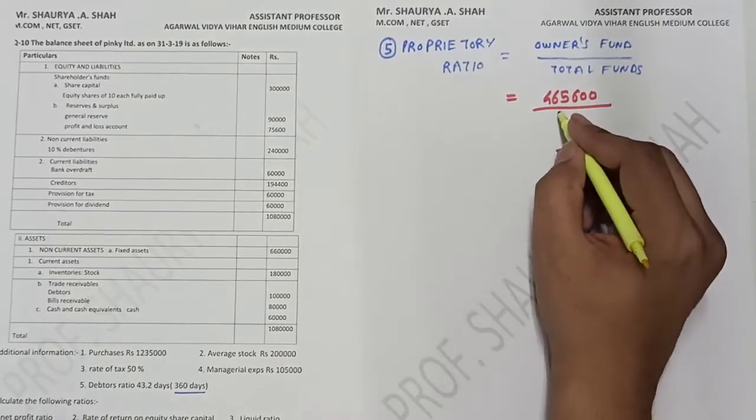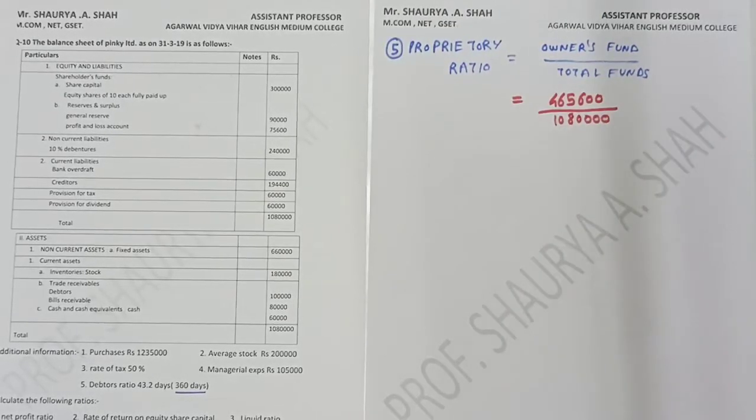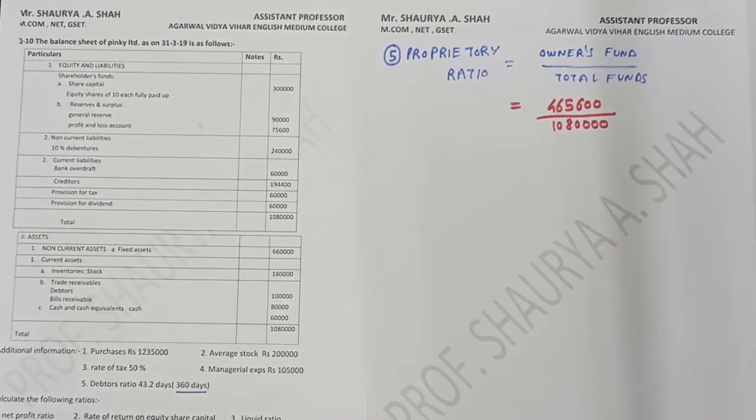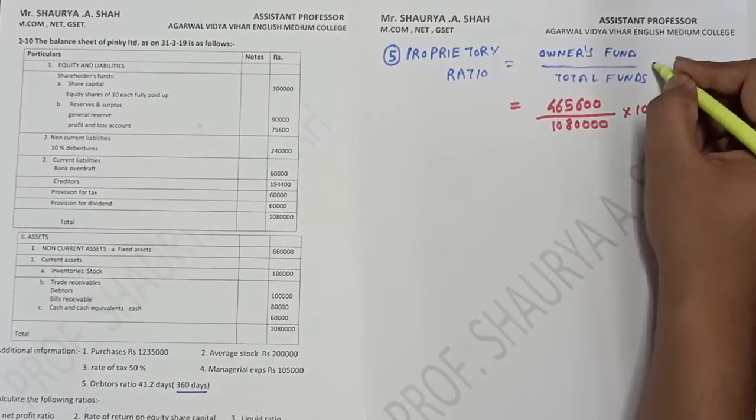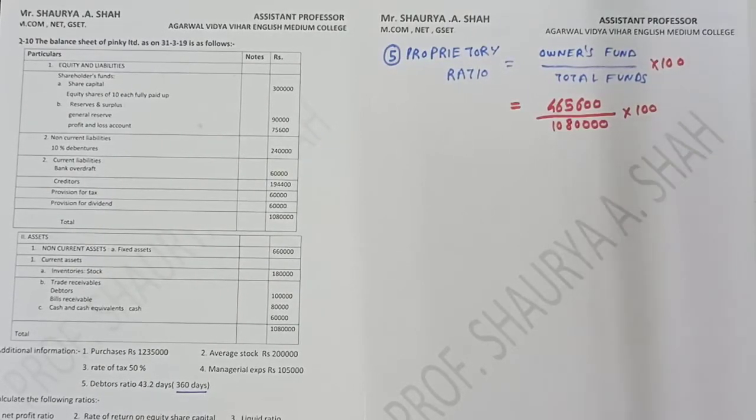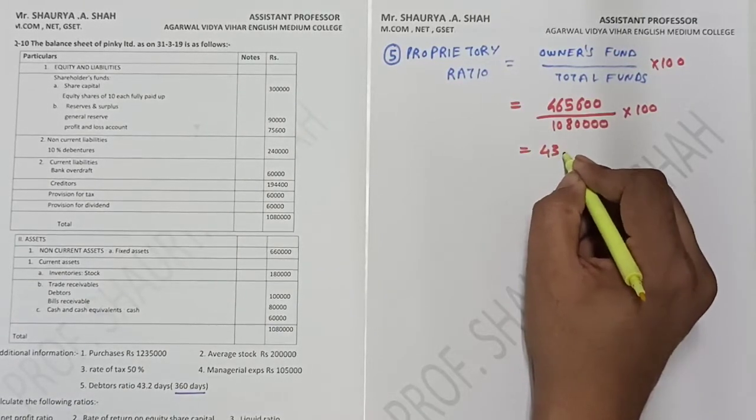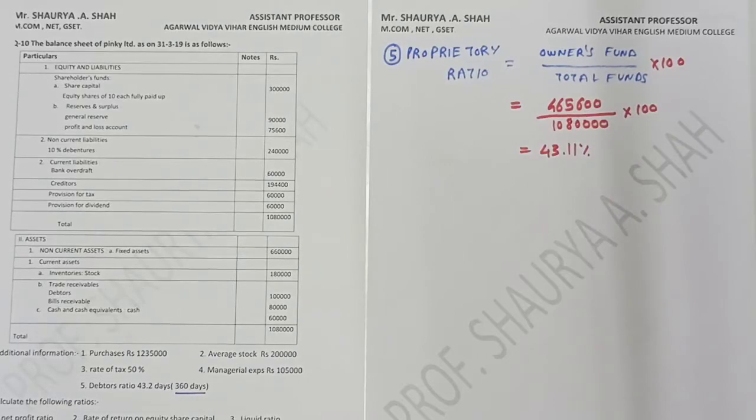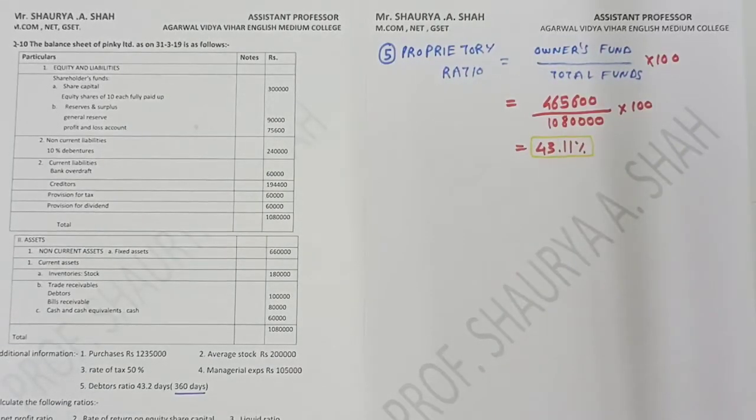So what I'll do is I'll take the total of 10,80,000 from the balance sheet, provided it is correct, right? Please check the totals of the balance sheet also in the university exam. So 10,80,000 I have done, right? So what I need to do now is multiply by 100. So what I'll get is the answer of 43.11%, right? I hope everyone is getting the same answer. 43.11% is the answer of the proprietary ratio I am getting. Is it clear? So out of 6 things we have found out 5 things.